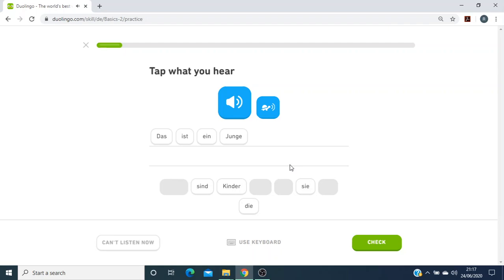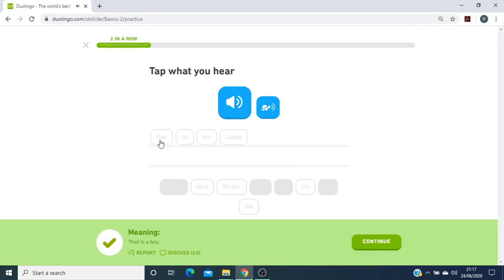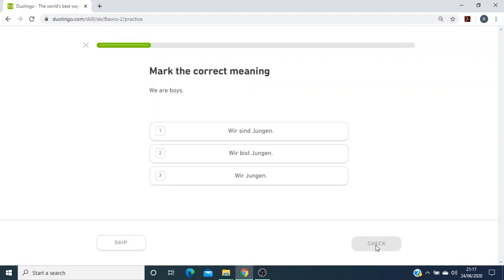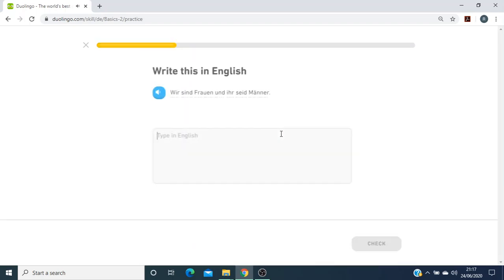That is a boy. Das, as well as being the neuter definite article, can also sometimes mean that. Like if at the start of a sentence, like that is, das ist. We are boys, wir sind Jungen. Wir sind Frauen und ihr seid Männer. It's getting too late in the day, I'm starting to get sleepy, so we are women and you are men.